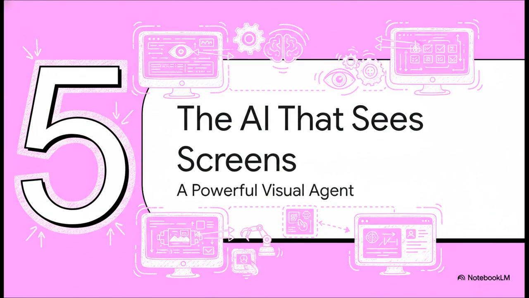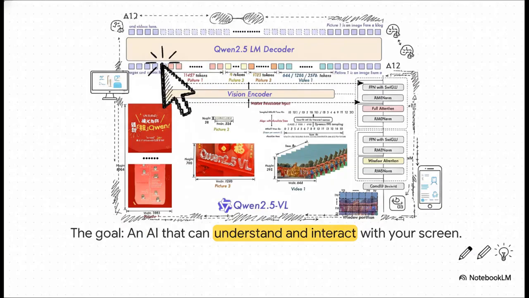Okay, so benchmark scores are great, but what does all of this actually mean in the real world? Why should you care? Well, it's all building towards something incredibly practical, a powerful visual agent. See, the ultimate goal here isn't just about answering what's in this picture, it's about creating an AI that can actually understand and interact with your computer screen or your phone screen, just like a person would. An AI that sees what you see and can then do things for you.